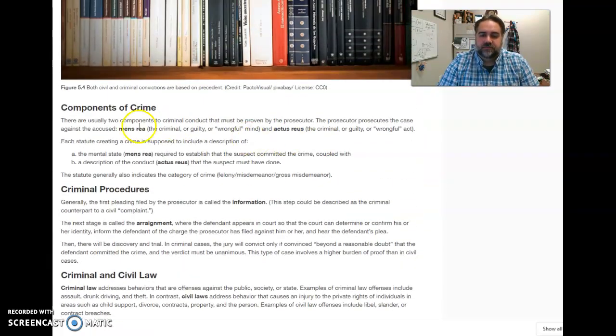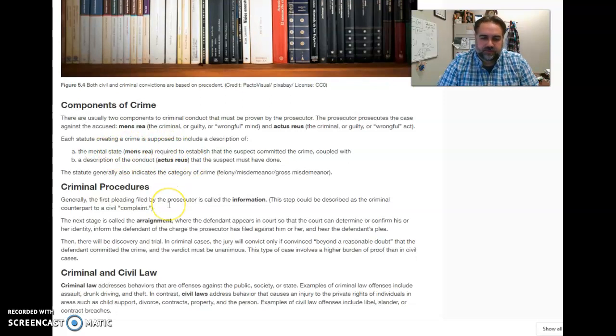So, components of a crime. The prosecutor prosecutes the case against the accused: mens rea, if they're basically guilty or wrongful mind, and the actus reus, the criminal or guilty or wrongful act. Each statute creating a crime is supposed to include the description of the mental state and the conduct that was conducted, the mens rea and the actus reus.